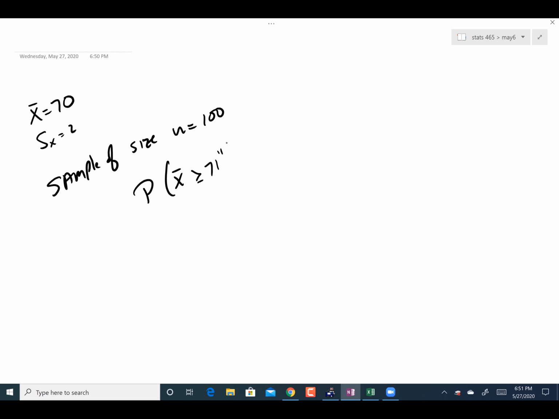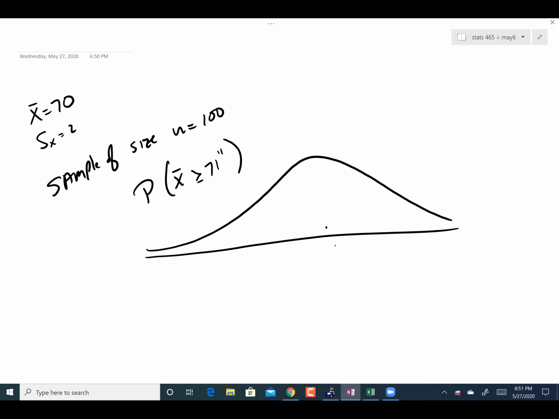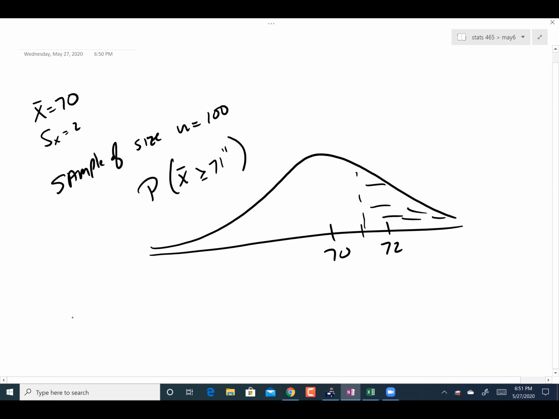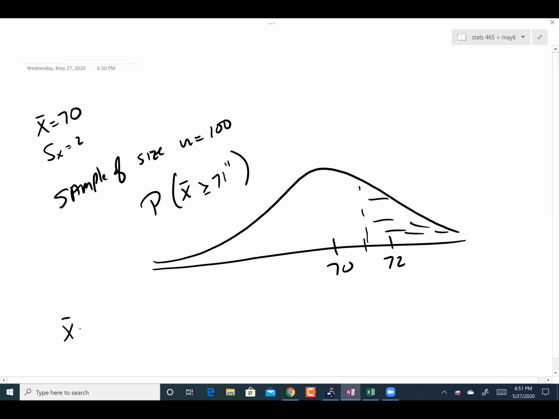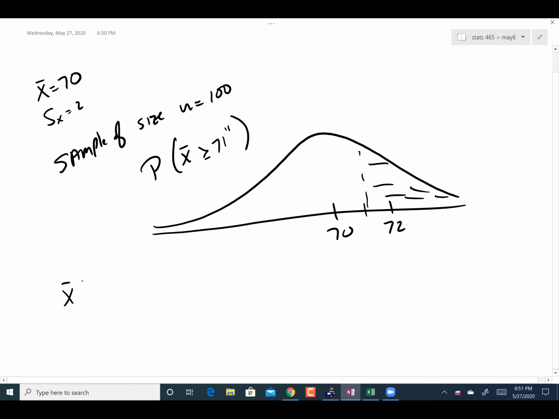Okay. Well, now initially recall that that was here. So here's 70, here's 72. Well, 71 is right here. And although it's not 50%, it's a good bit of the graph. But remember, the central limit theorem says that x bar, so back to this, train up a little bit.